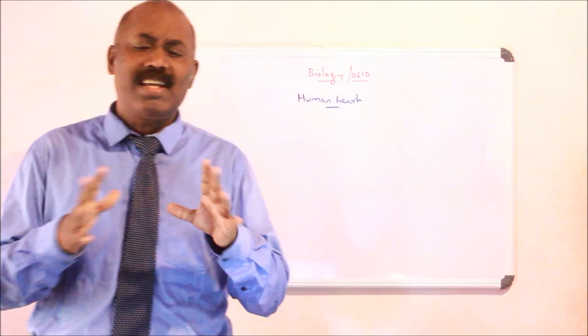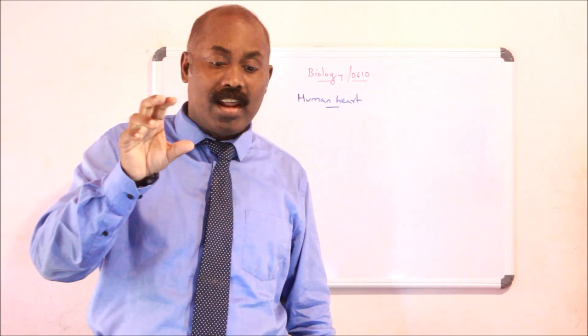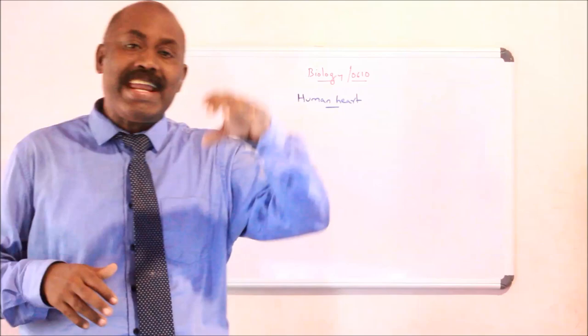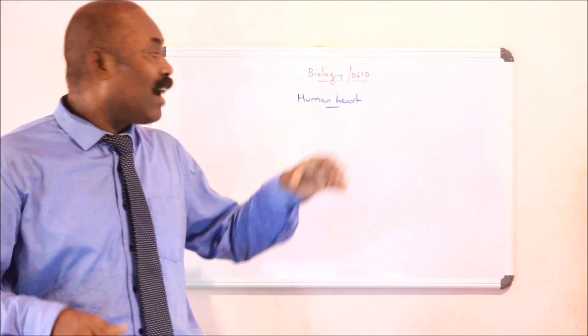Then the heart is covered by a membrane. This membrane is called the pericardial membrane. Inside the membrane there is a fluid called pericardial fluid, and the function of this fluid is to absorb shock. Then the heart is made up of three layers.